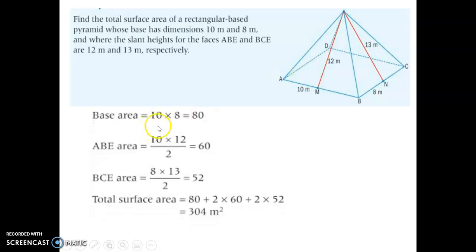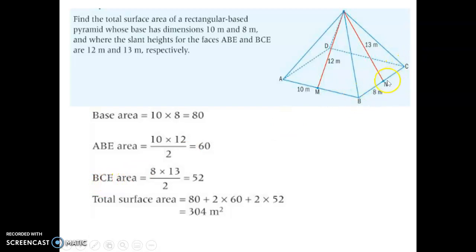Well, here we go. The base area is simple. It's a rectangle. 10 times 8, that's the full rectangle. Great. Now we have these triangles. Let's see, ABE. So look at triangle ABE. E is on top here. We don't see it. That triangle has a base of 10 and a height of 12. So we do base times height divided by 2, area of a triangle. It's 60. And then we have another triangle, BCE. That's the one on the side here.